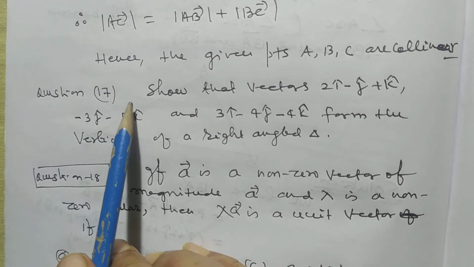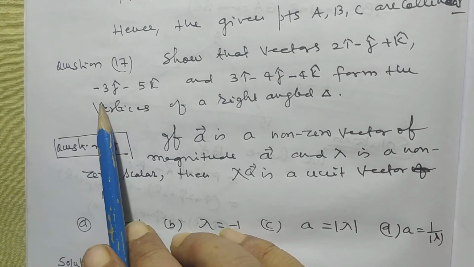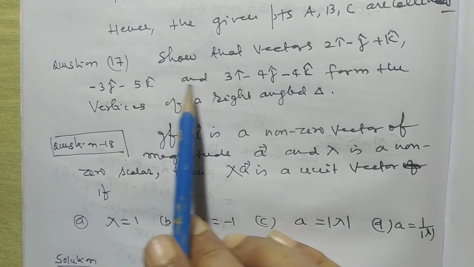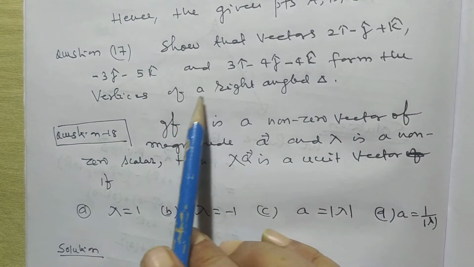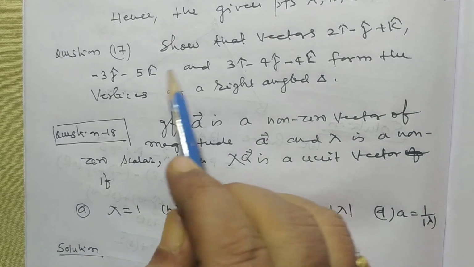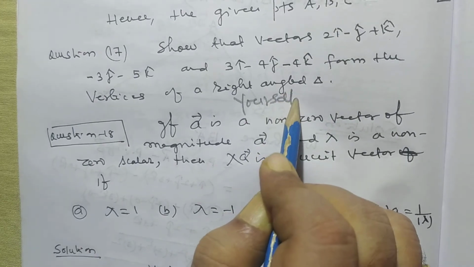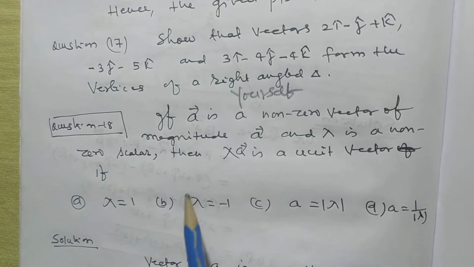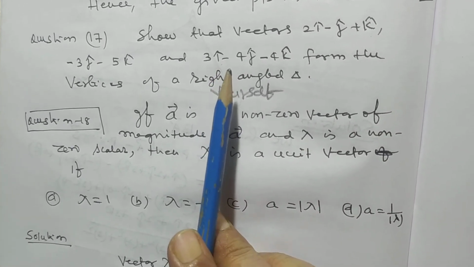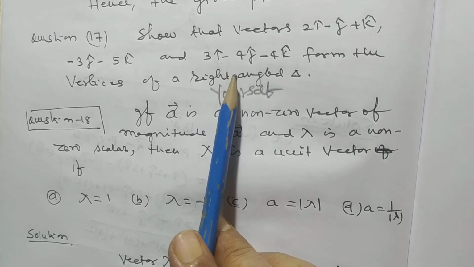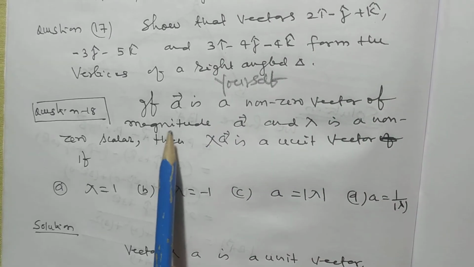Now problem number 17. Show that the vectors 2i cap minus j cap plus k cap, i cap minus 3j cap minus 5k cap and 3i cap minus 4j cap minus 4k cap form the vertices of a right angle triangle. You do this problem yourself. In all these problems we have the concept of position vectors.